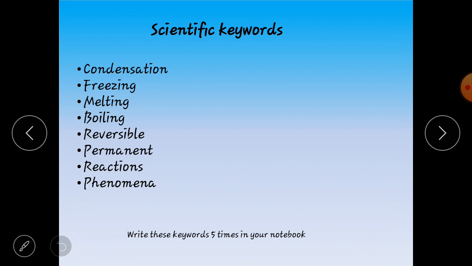Some scientific keywords discussed in the chapter are condensation, freezing, melting, boiling, reversible, permanent, reactions, phenomena.